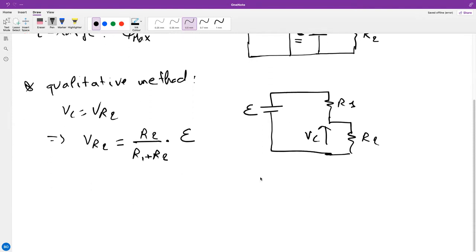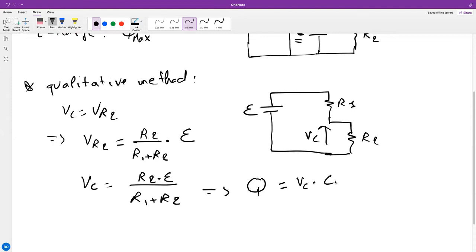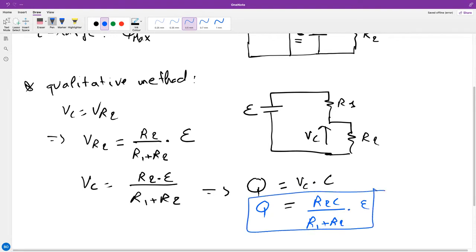And since the potential difference across the capacitor is equal to VR2, the charge stored in the capacitor after a long time will be equal to, of course, VC times the capacitance. This will give me the charge Q equal to R2C over R1 plus R2 times the EMF, E. This is the qualitative method.